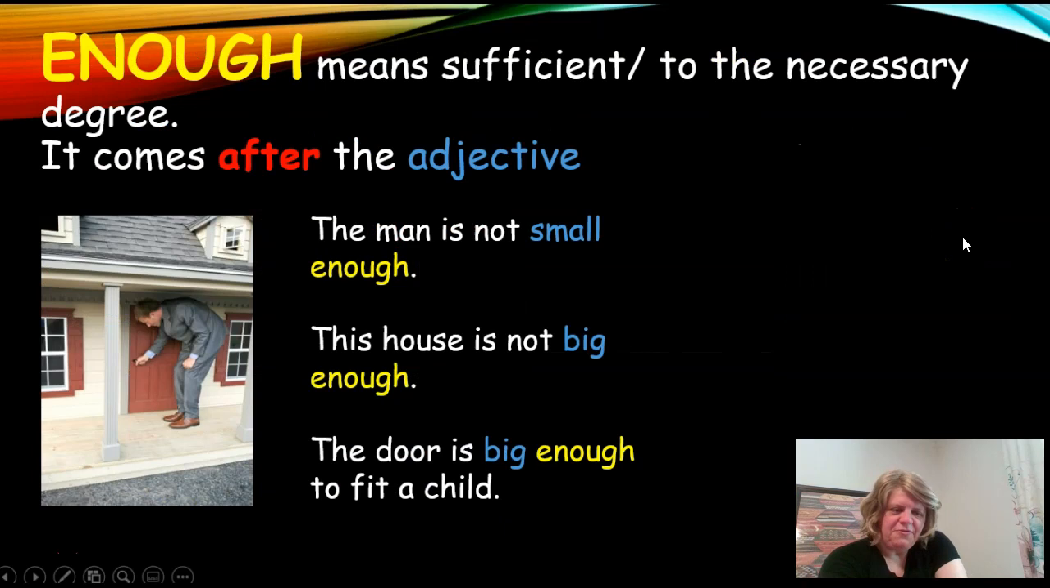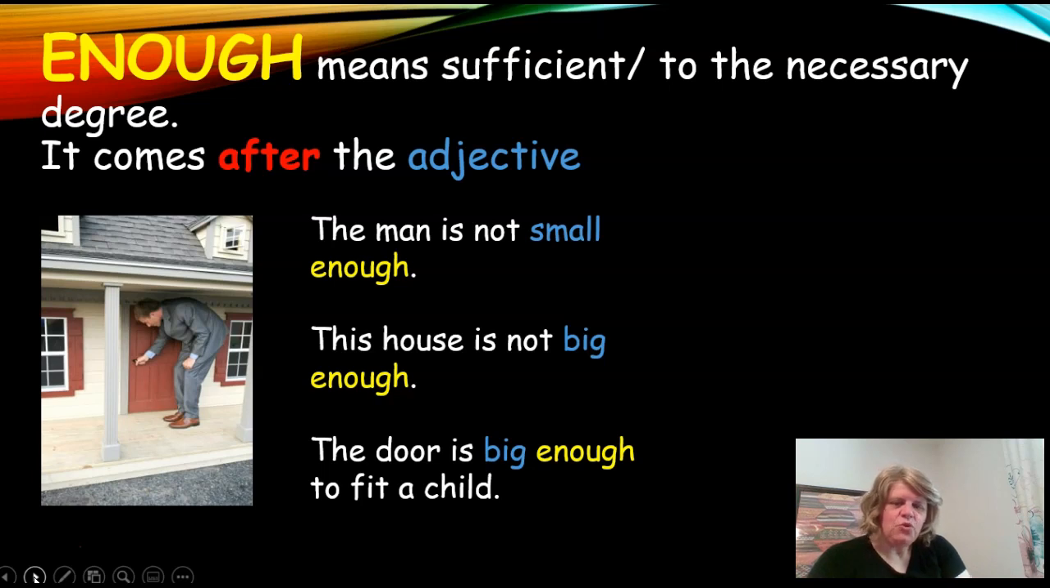Now let's look at enough. Enough means sufficient or to the necessary degree. Now, the difference between too and enough is that too comes in front of the adjective, but enough comes after the adjective. I have used the same pictures to show you that we can actually say the same thing in just a little bit different way, using both too and enough to convey the same meaning.